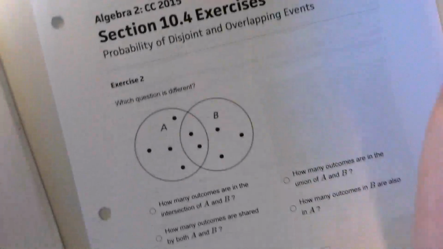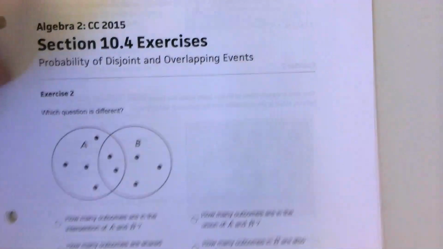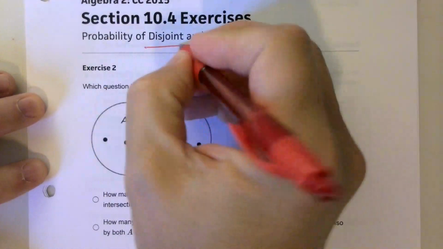So here is what we're talking about. Section 10.4 deals with something called disjoint or overlapping events.